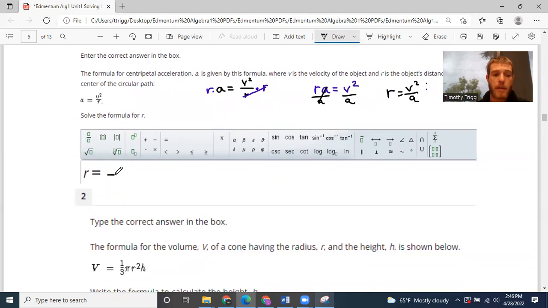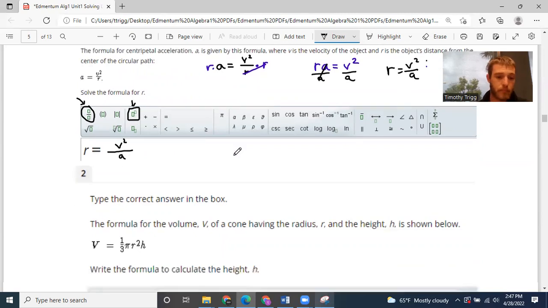When you write this down, make sure you're using the equation tool. You're going to use this fraction tool to start. And when you type in V, you're going to use this tool right here because you need V to the power of 2. So you use this one, and then put a 2 right here. Then in the denominator, make sure to put A. So your answer should look like this.